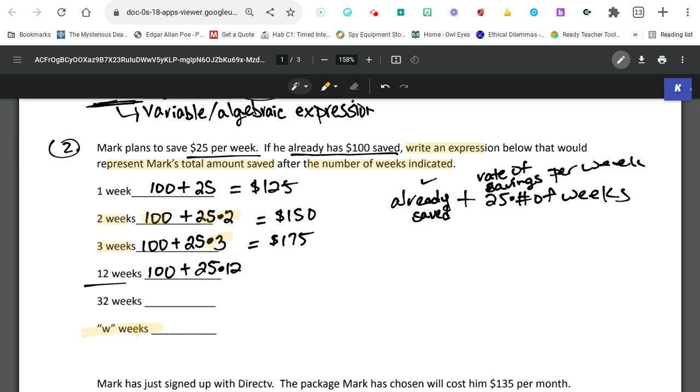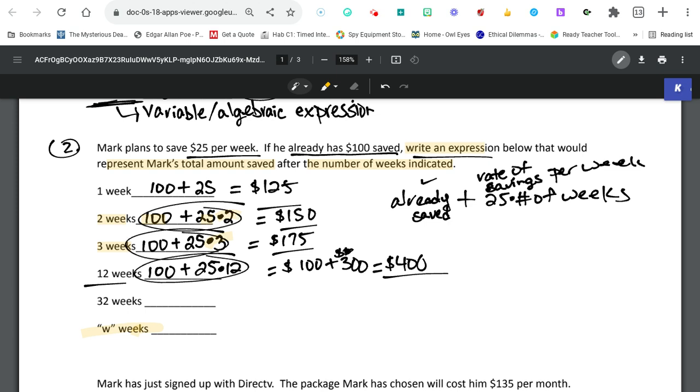And that would give you $400, because it's 100 plus 300, which is a total of 400. Again, I'm not interested in the amount saved. I'm trying to write the expression. So this is more so what I'm looking for, okay? I'm going to go back up here and look at week 1. This can actually be 25 times 1, which is still 100 plus 25, which is how we got 125. This will be 100 plus 25 times the number of weeks, which is 32. That's the expression I'm looking for.